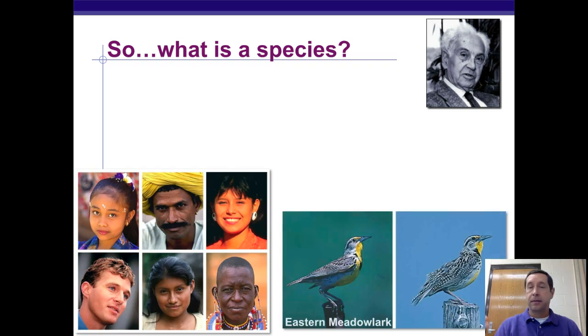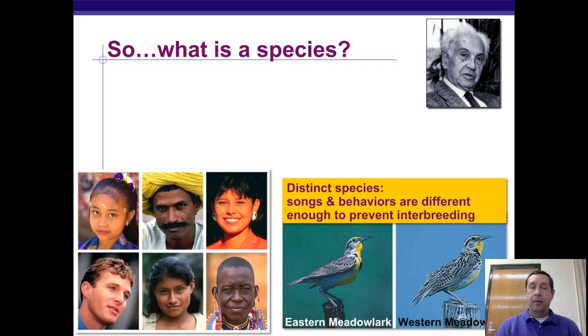So what is a species first? You can see we've got different types of birds here. We've got people with different races. The birds look different, they're different species, but the people obviously look different, but they're the same species. So what makes them different? Well, the birds have different songs and different behaviors that prevent interbreeding.